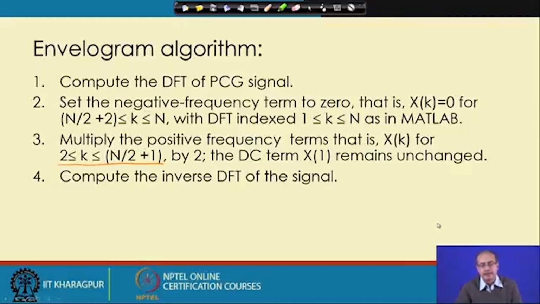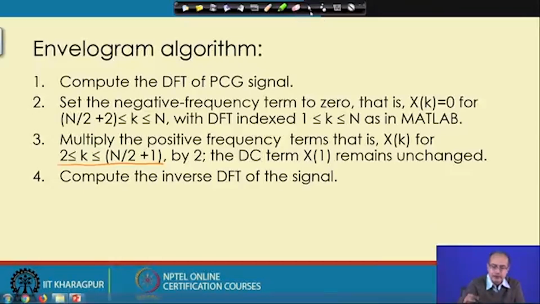That means we started with a real signal, in this case it is PCG, which is our signal of interest, and we have created that analytic signal in between in the frequency domain, and when we take the inverse DFT, we get the analytic signal in the time domain.